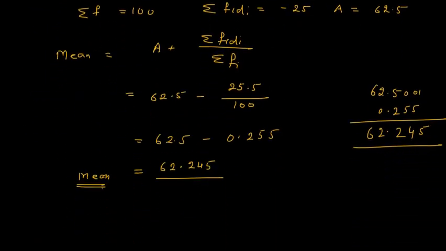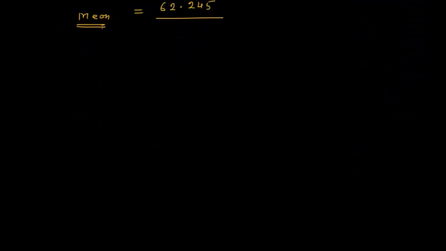This is the 15th question. Now let us see the 16th one. Calculate the mean of the distribution given below using the shortcut method. You must also see how much time we are taking to solve the problem. You have to improve your speed, and you should solve the problem within 4 or 5 minutes.